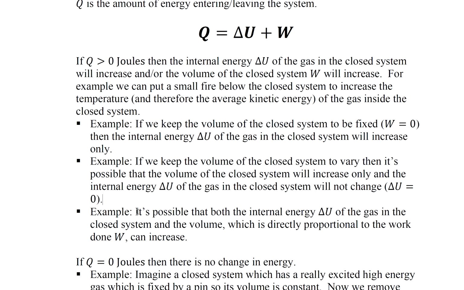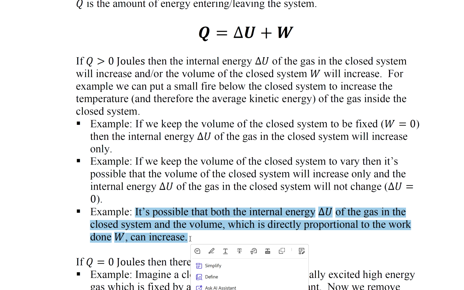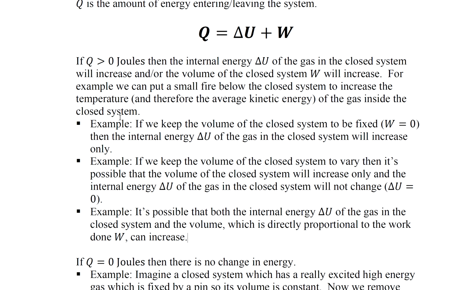And then it's possible that both the internal energy of the gas in the closed system and the volume can increase. So if Q gets bigger, then both delta U and W could get bigger, or just one of them, while the other one remains zero.